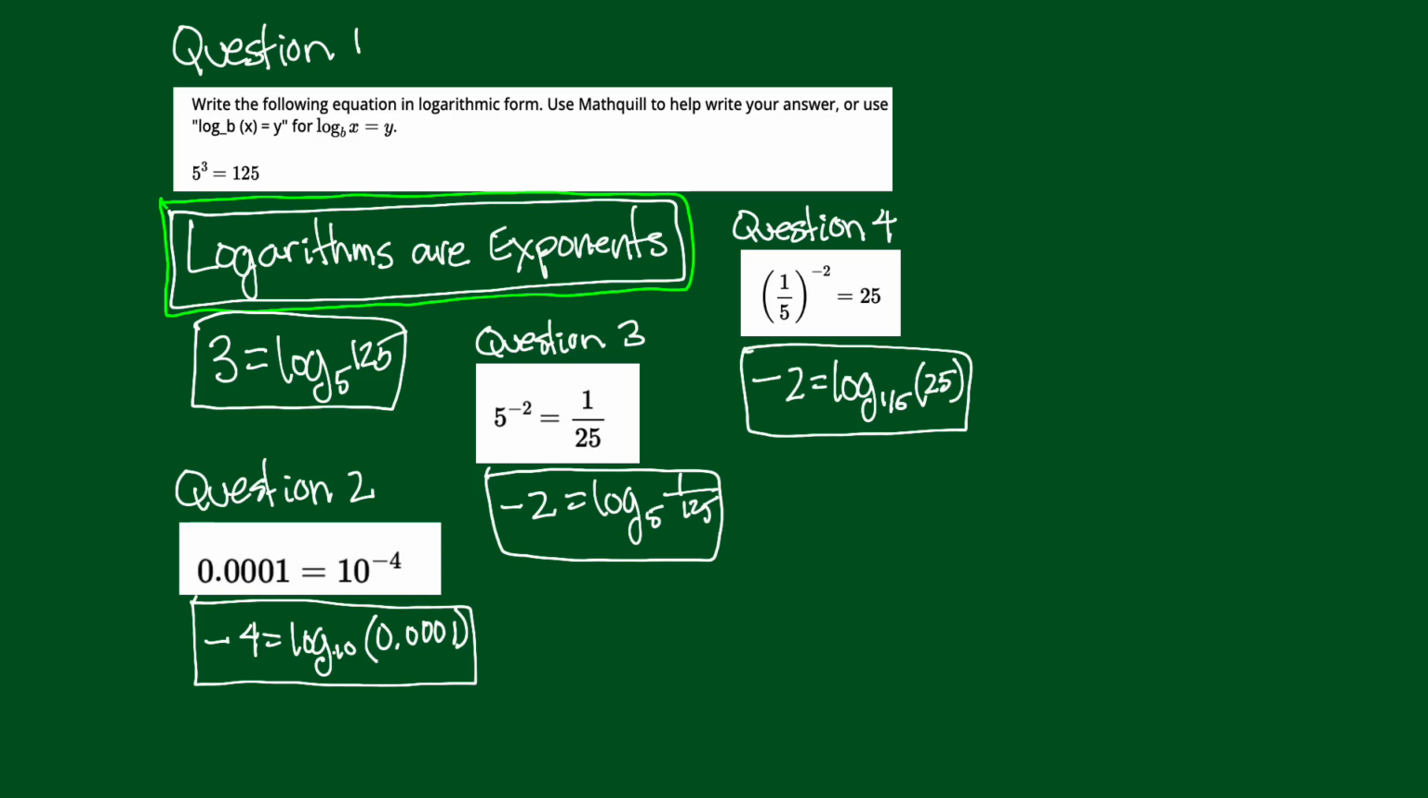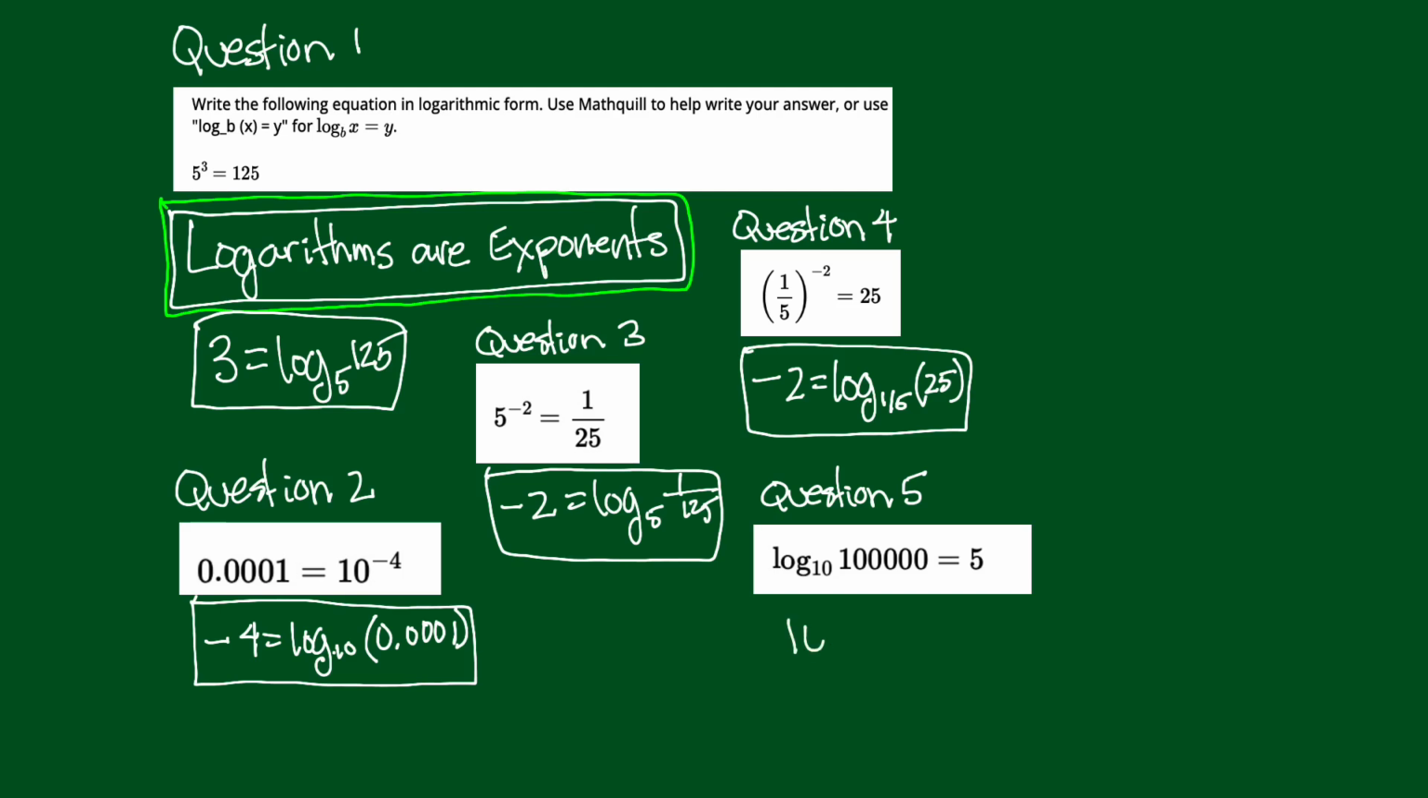There we go. Let's change it up now in question 5. Now we're given the logarithmic form, and we want to convert it to exponential form. So again, logarithms are exponents. So when I read this, the logarithm is, well, there's the exponent. So the logarithm is the exponent. So this exponent goes on a base, and the base is 10. So I'm going to write 10 to the 5th is equal to 100,000.